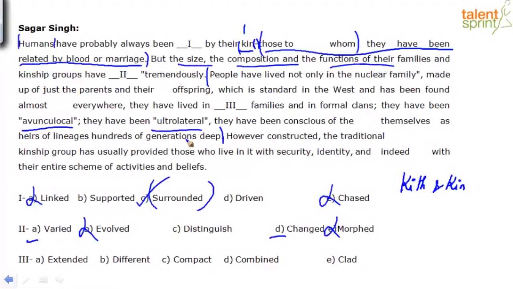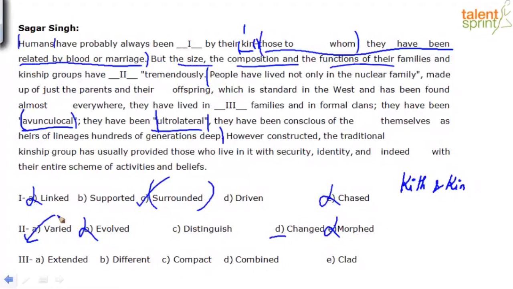I actually don't even know the meaning of this, but I'm familiar with avunculocal. It will come in terms of, let's say you live with your husband's mother's brother's family, right? Then it will make sense. So avunculocal I'm familiar with, but honestly I have no idea about this word, ultrolateral. If anybody has, please tell me. Anyway, so option 2, varied, right?